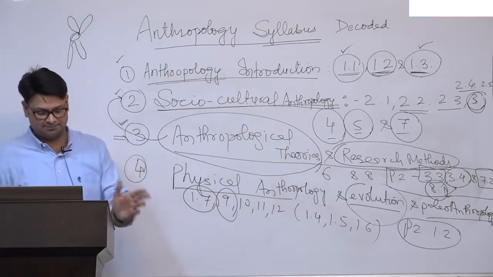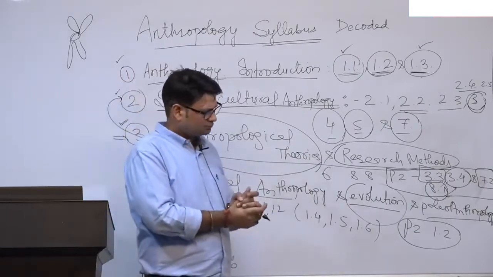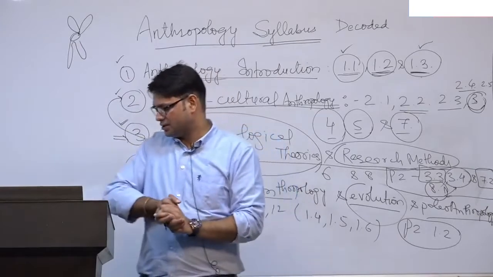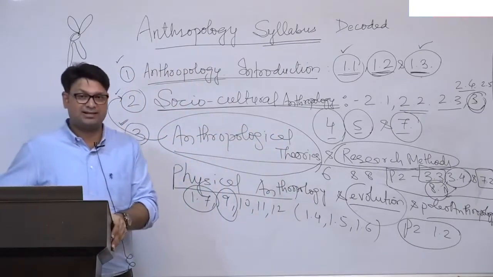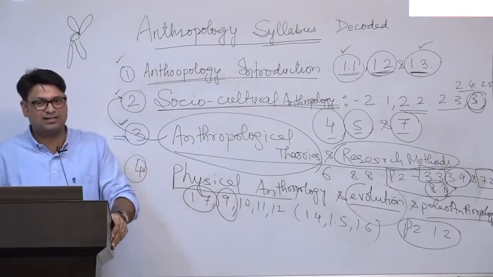Next unit is 9.5. In 9.5, you will see that you have race, racism, right? So what is race and what is racism?